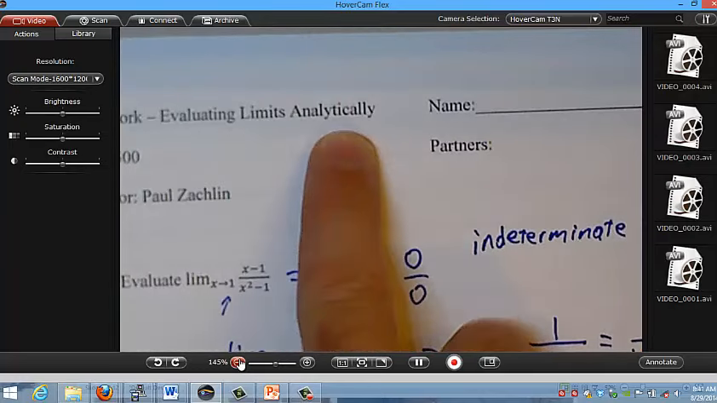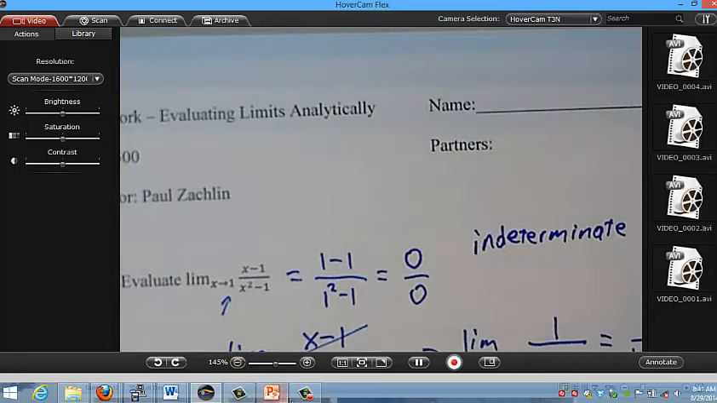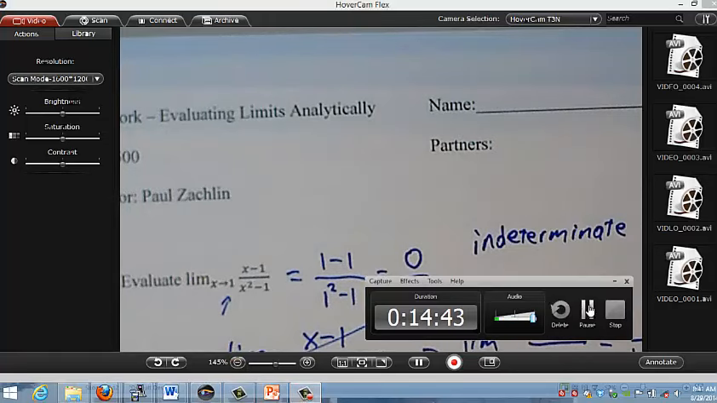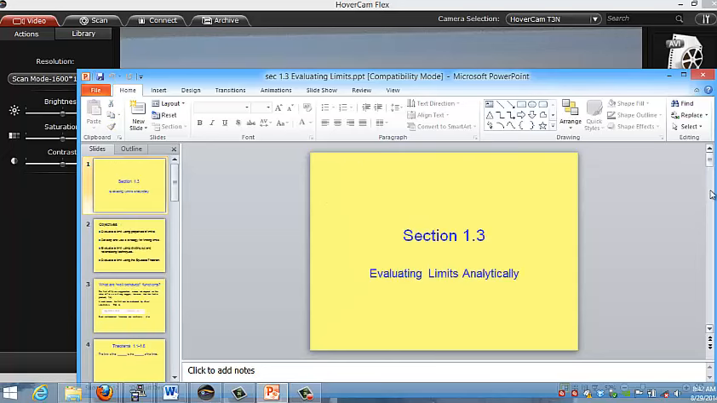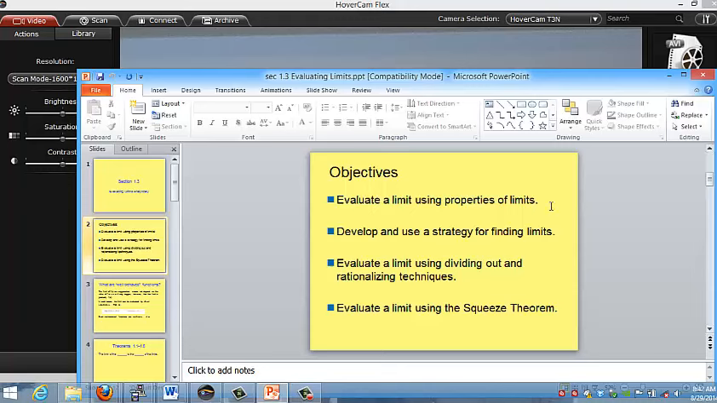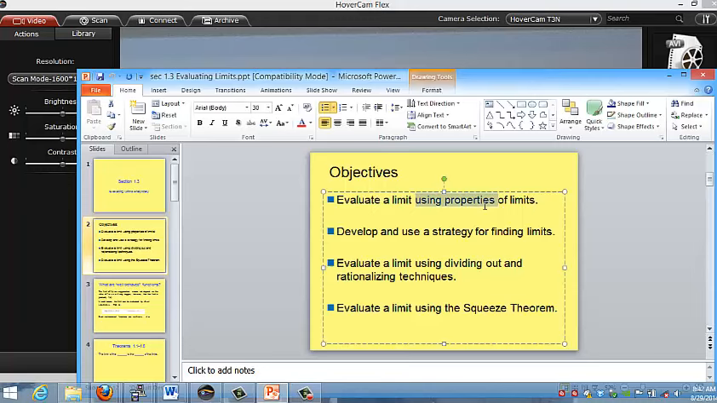And that's one of the reasons I better zoom out again. Okay. Here are some notes from a different book, but same idea. How to evaluate limits analytically. We want to talk about properties of limits and strategies to find limits. Now, look at this third bullet point for today: evaluate a limit using dividing out.